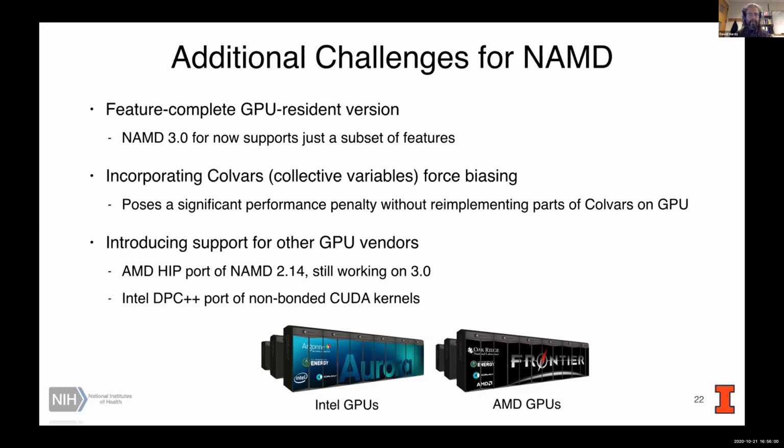And finally, we are faced with the issue of introducing support for the other GPU vendors. And so we've actually been working with people from both AMD and Intel towards some initial porting of NAMD to AMD HIP and to Intel DPC++. And so that's ongoing work for us as well.